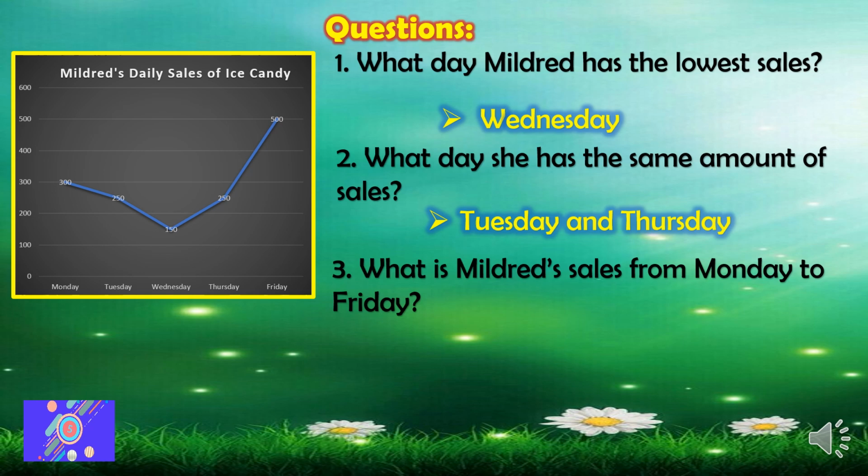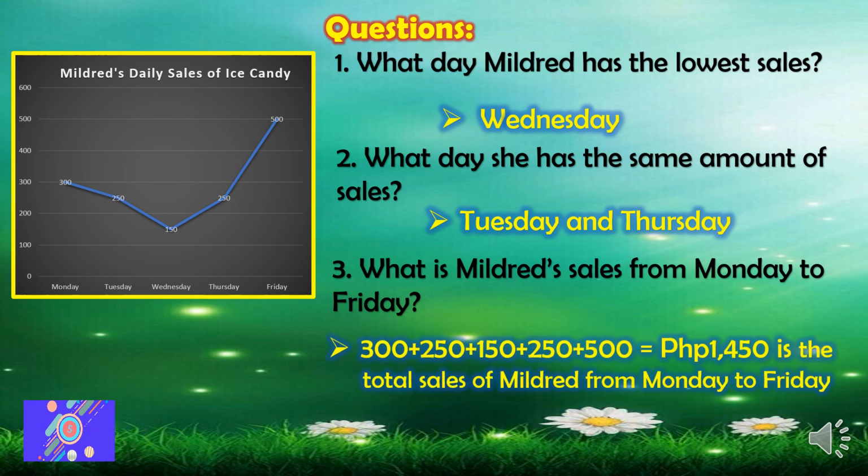And for number 3, what is Mildred's sales from Monday to Friday? What you are going to do is just add the sales from Monday to Friday. Monday is 300, Tuesday is 250, Wednesday is 150, Thursday is 250, and then Friday is 500. So that is a total of 1,450 pesos. That is the total sales of Mildred from Monday to Friday.